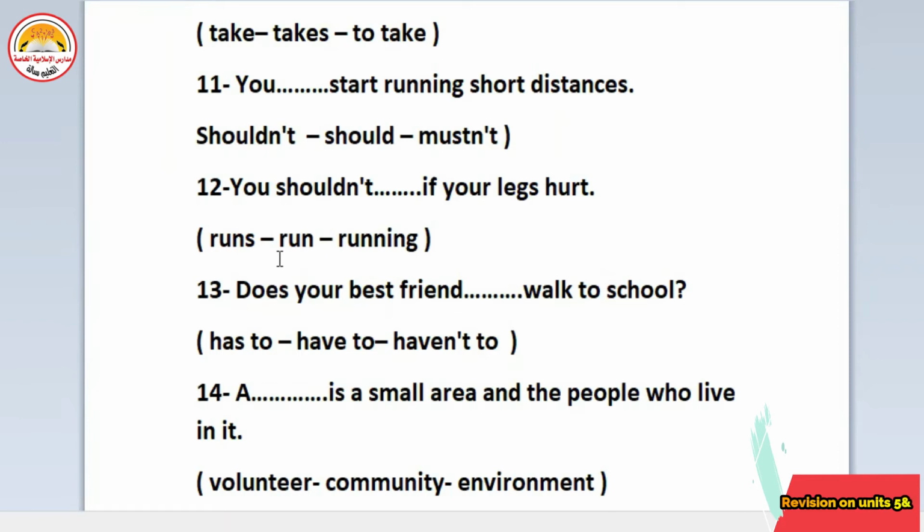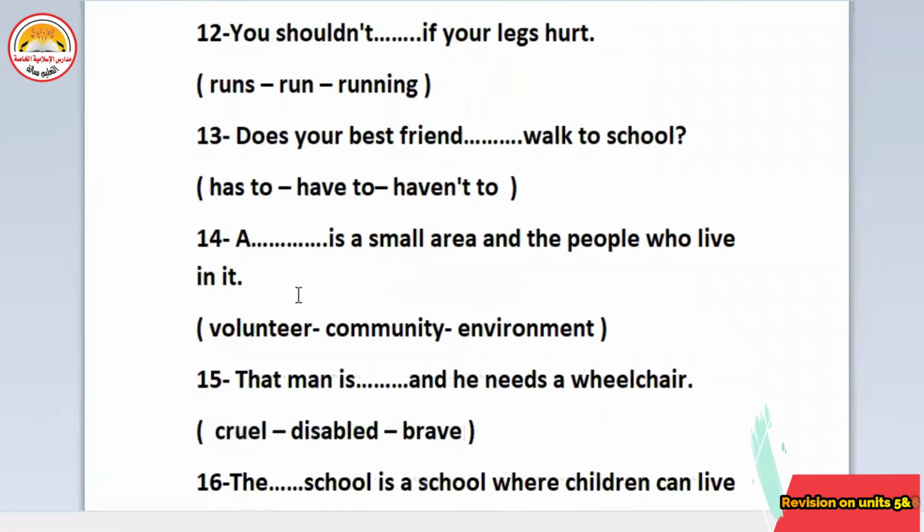Okay. Number 13. Husam. Does your best friend have to walk to school? Okay. Why here you said have to? Because there is does. Yeah, because it's a question. Okay, very good. Thank you. Number 13 will be: does your best friend have to go to school?